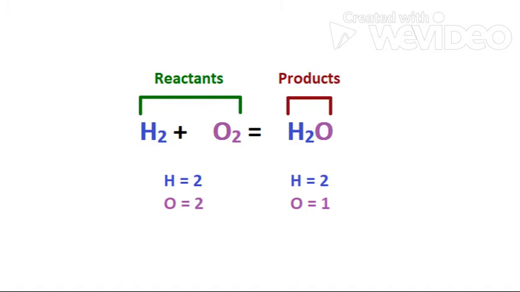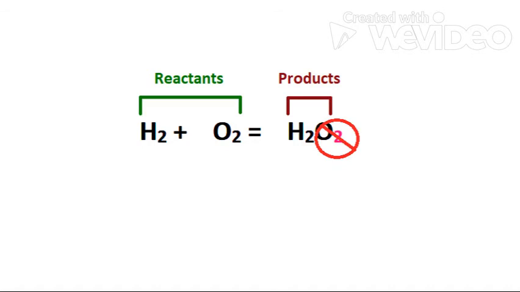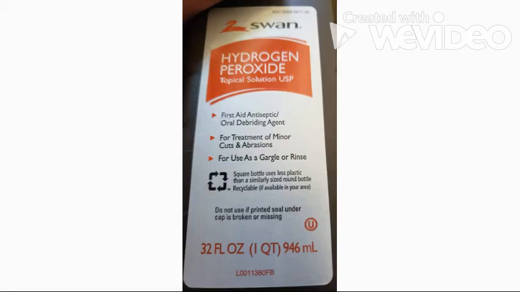Let's look at the products. We know that we need 2 oxygens because there are 2 on the reactant side. It can be tempting to add a subscript onto the oxygen. However, that is incorrect. When you change part of the formula for a compound, you change the identity of the compound. H2O2 is not water, it is hydrogen peroxide. So what can we do?